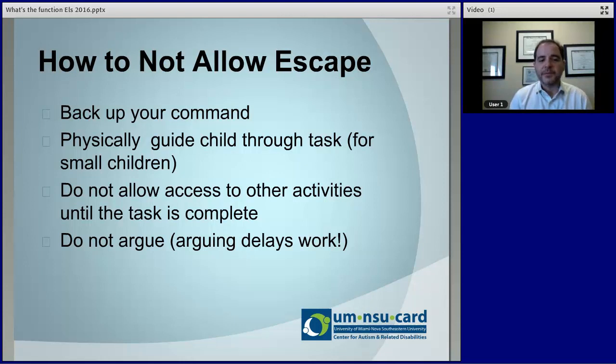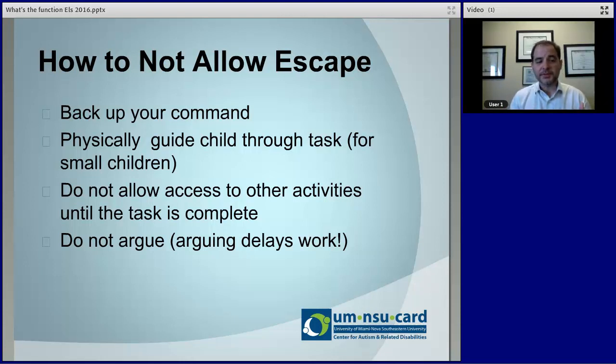Now, like I said, easy for a young child, more challenging for an adult. And when I've worked with adults, obviously, I can't physically guide them through a task. So that second bullet there really gets eliminated or sidestepped. And then I focus on the third bullet, which is do not allow access to other activities until the task is complete. So you have an adult who is physically bigger than you, and they are going to escape. Or you have a child or an adolescent who is going to physically escape. That's okay. Don't get into a physical altercation where someone's going to get hurt.